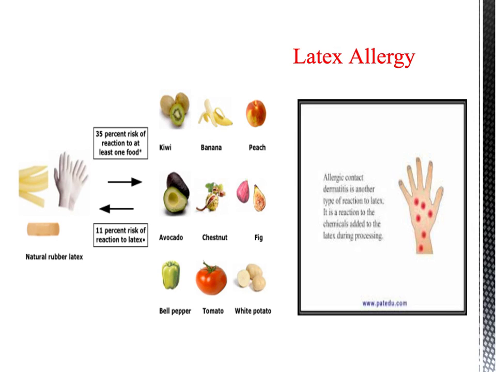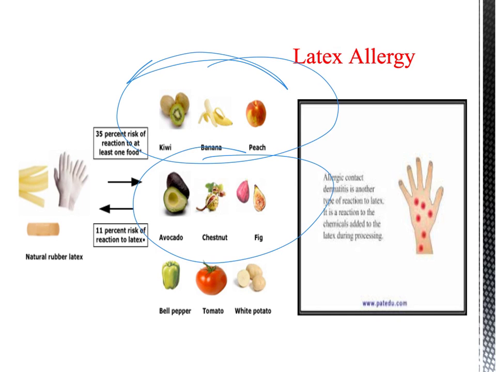So if you look at somebody who has some of these food allergies, I have some foods listed here, and this tells you what percent might also have a latex allergy. Like 11% of people who are allergic to avocado, chestnut, or fig may also have a latex allergy. Kiwi, banana, and peaches are big ones. If they are allergic to these, they have a 35% risk of having a latex allergy as well. Just really kind of interesting.